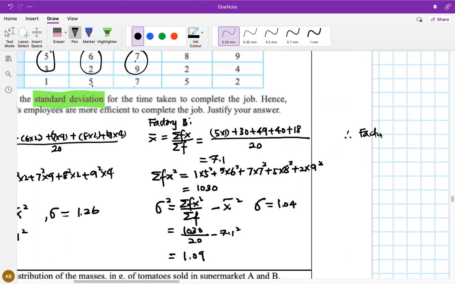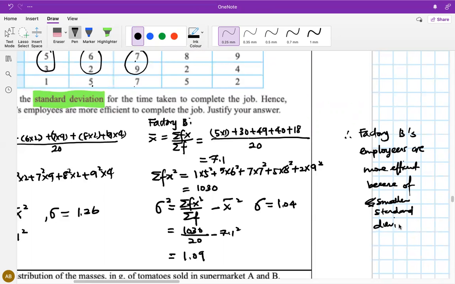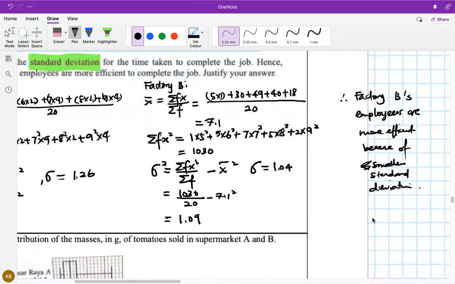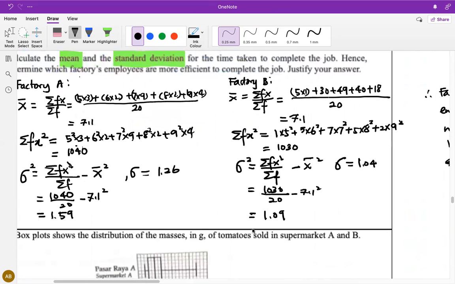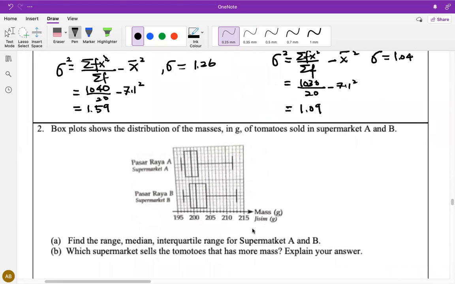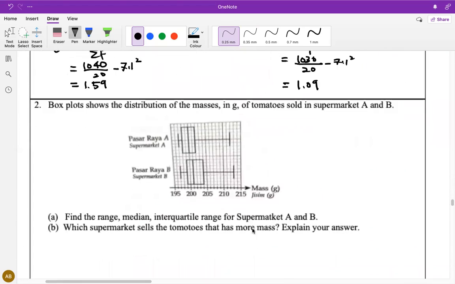factory B employees are more efficient because of the smaller standard deviation. Okay, so smaller standard deviation means more efficient, right? So let's go to number 2.